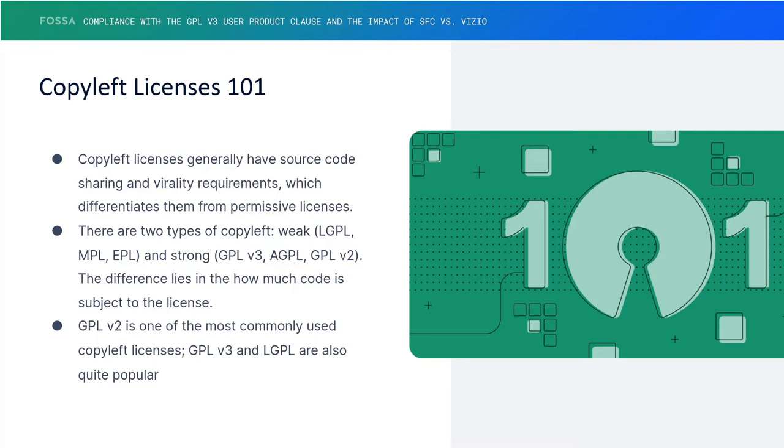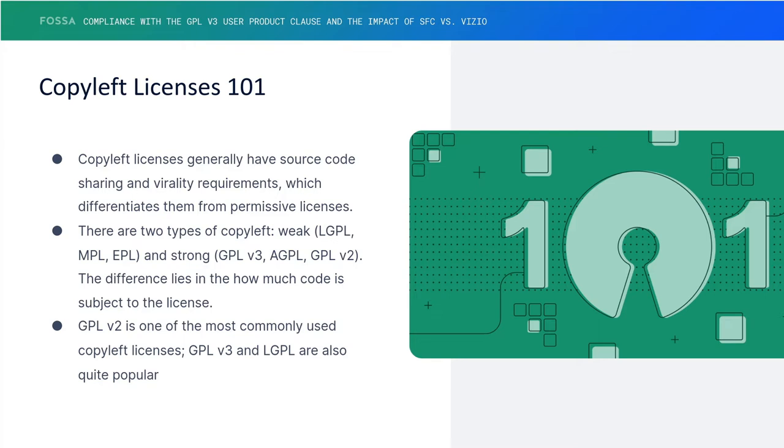And they require you to provide certain source code to the open source software when you distribute it. They also may require you to license some of your proprietary code under the terms of the open source license. And so there are two flavors of copyleft.